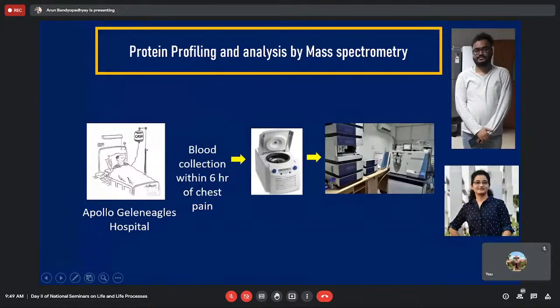And we have a machine, the Orbitrap mass spectrometer. Those who work with mass spectrometers know that the Orbitrap is a powerful mass spec. With this mass spec, we can identify a large number of proteins in the blood samples, in the plasma samples. So this work was initiated by my PhD student Apavito and postdoc Komalika.